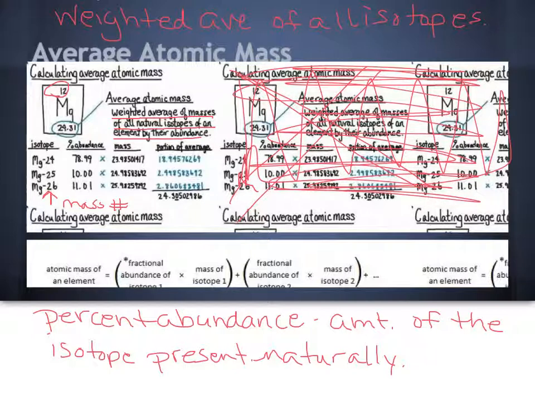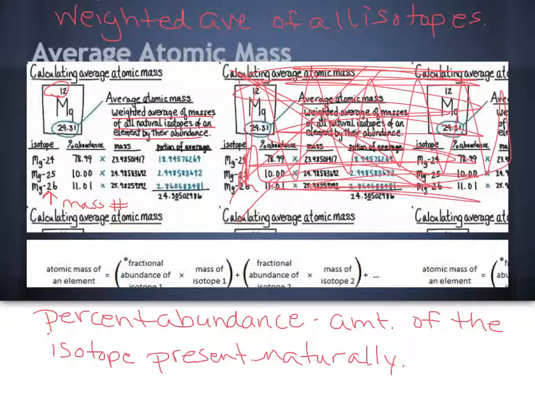Magnesium 26 is the same thing. It's 11% abundance. That means that it has 12 protons and 14 neutrons. The mass of each one of those is going to be different because you have a different number of particles inside the nucleus. One's 12 protons and 12 neutrons, and another's 12 protons and 13 neutrons. Because of that extra neutron, it's going to weigh different.